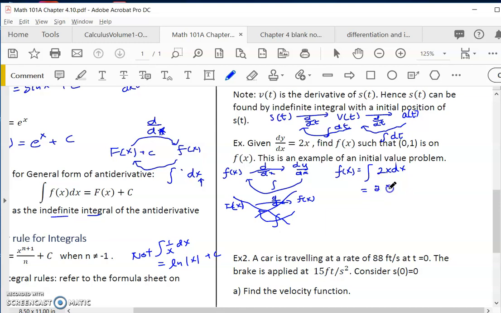It's 2, and then x squared over 2, right? x squared over 2, so the 2s cancel out, plus c. So my f of x is actually x squared plus c. But I have an initial value of (0, 1), so then I would want to solve for c.